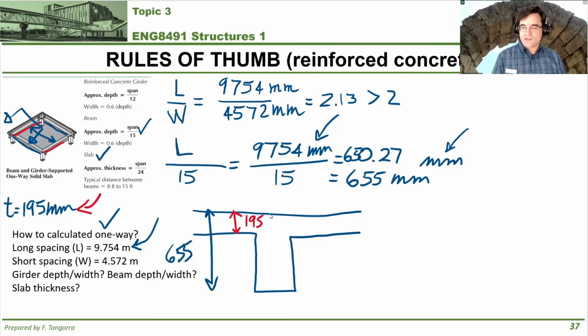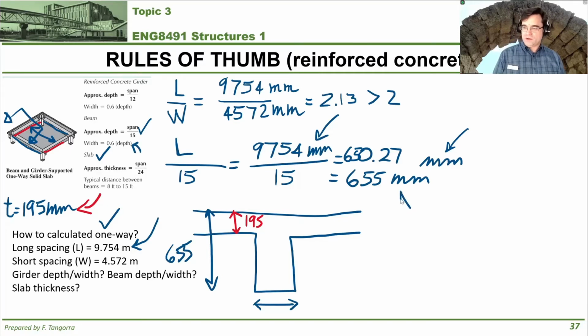195 right there. So that's important. Okay, so 655 is not the depth below the slab, it's the whole depth as I've shown it here. The next thing we're going to do with this rule of thumb is figure out the width of this beam. The rule of thumb for that is that it's 60% of the depth, or 0.6 times the depth.